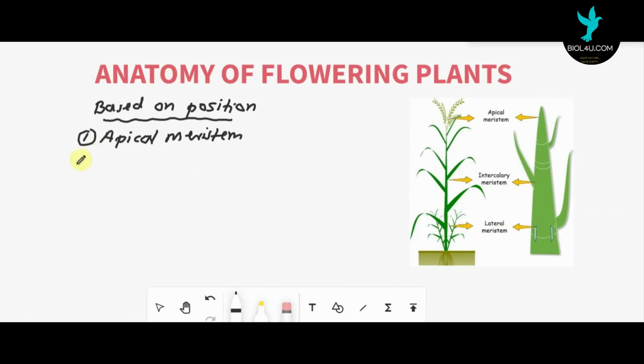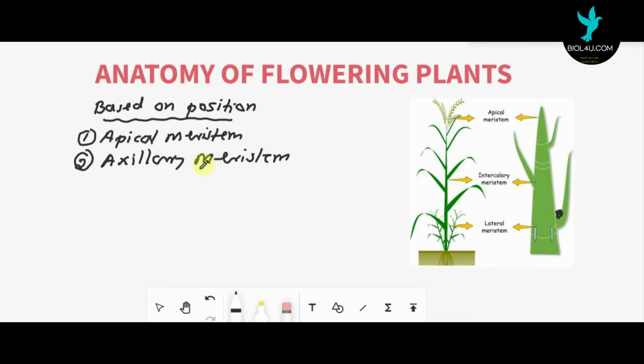Then another one, number 2, that is the axillary meristem. The axillary meristem means the meristem present at the axis of the plant. Suppose this is the branch and this is the main body of the plant, and here this point has the axis. The meristem present at this point is known as the axillary meristem.